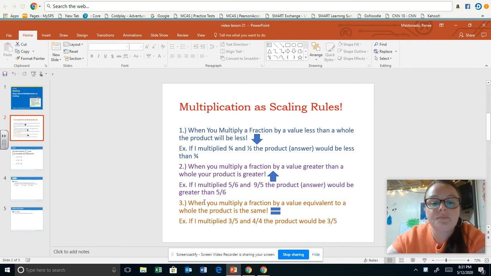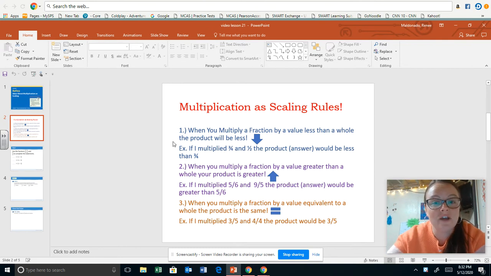Finally, rule number 3: when you multiply a fraction by a value equivalent to a whole, the product will be the same. So if my fraction equals a whole, the fraction that I started with before I multiplied is going to stay the same. An example of that is if I multiplied 3/5 and 4/4. 4/4 is one whole. It's the same thing as saying 3/5 times one whole. So my product, my answer, is going to be the same. It's going to stay 3/5.